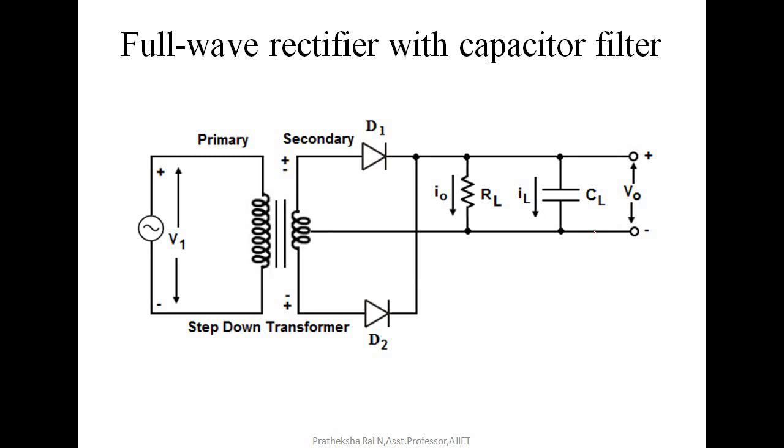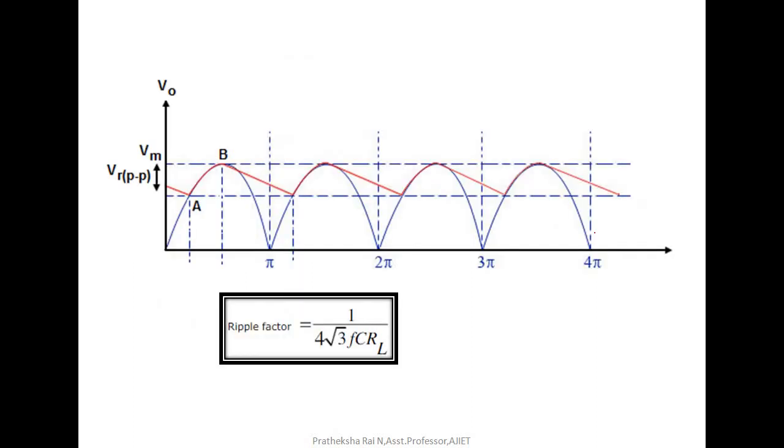During the positive quarter cycle of AC input signal, the diode D1 is forward biased and the capacitor C charges through the forward biased diode D1 to the peak value of input voltage Vm. In the next quarter cycle from pi by 2 to pi, the capacitor starts discharging through RL, because once the capacitor gets charged to Vm, the diode D1 gets reverse biased and stops conducting. So during the period from pi by 2 to pi, the capacitor C supplies the load current.